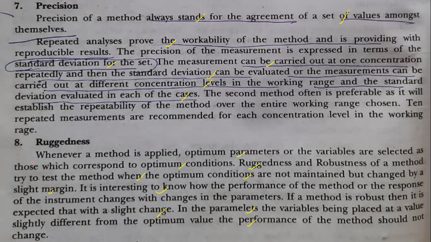Correctness: whenever a method is applied, optimum parameters or variables are selected which correspond to the optimum conditions. Ruggedness and robustness try to test the method when optimum conditions are not maintained but changed by a slight margin. It is interesting to know how the performance of the method or the response of the instrument changes with the change in the parameter. If the method is robust, then it is expected that with a slight change in the parameter, the variable being placed at a value slightly different from the optimum value, the performance of the method should not change.